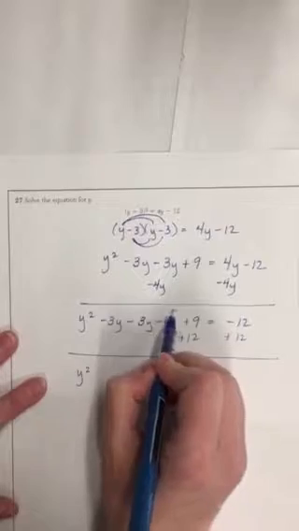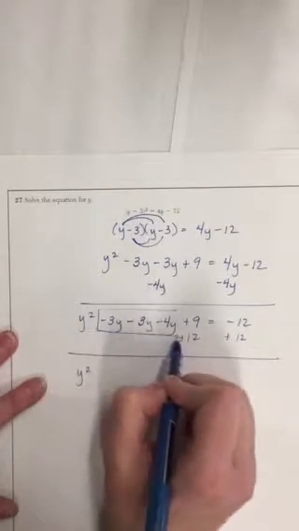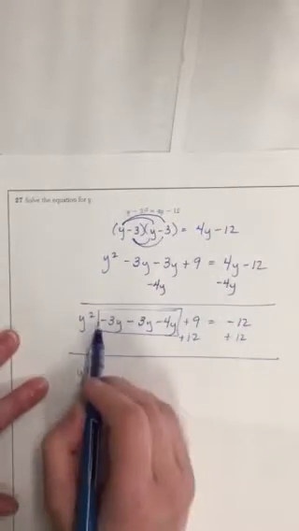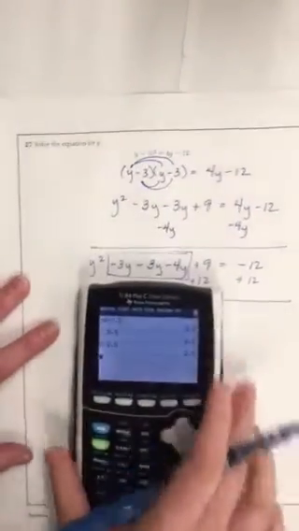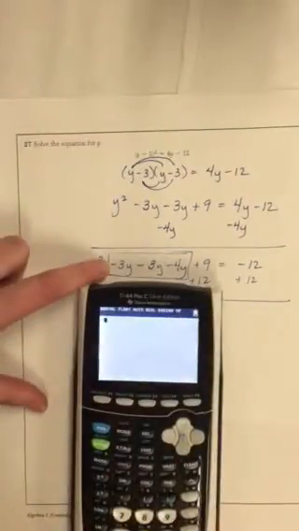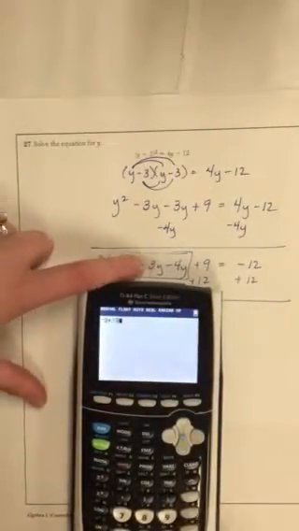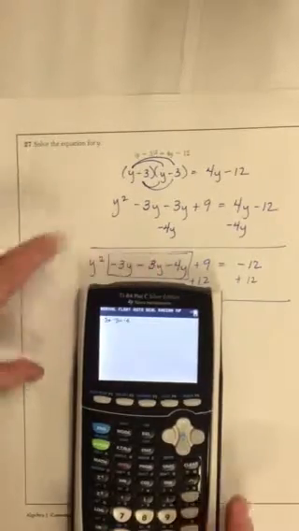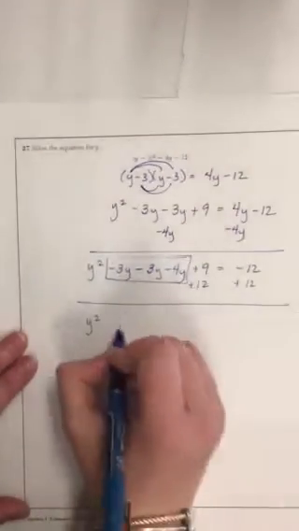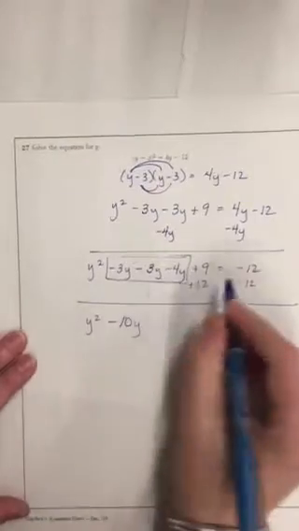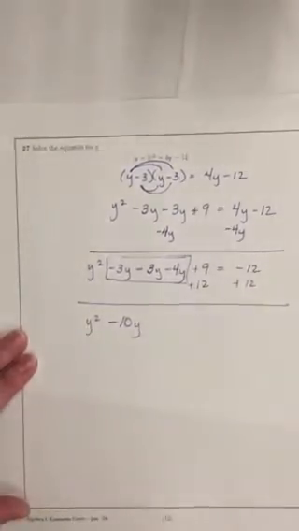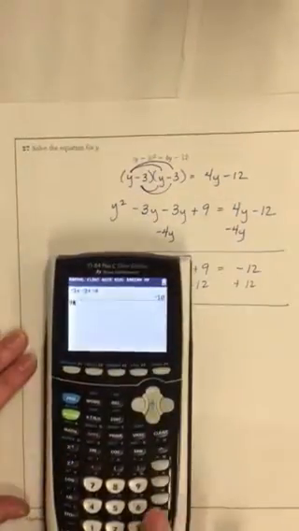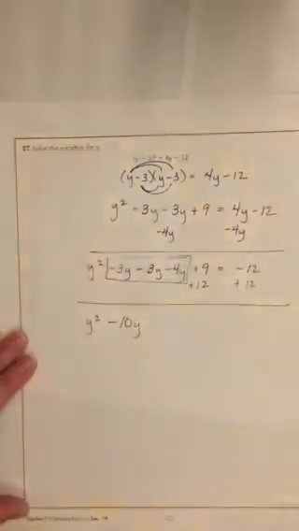Now if I look at this, all of these y's I can put together. I can combine them. So what I'm going to do is on my calculator I can do this. -3 plus -3 plus -4 is -10. So I have -10y, and then 9 plus 12, I can do that right on my calculator, is 21.